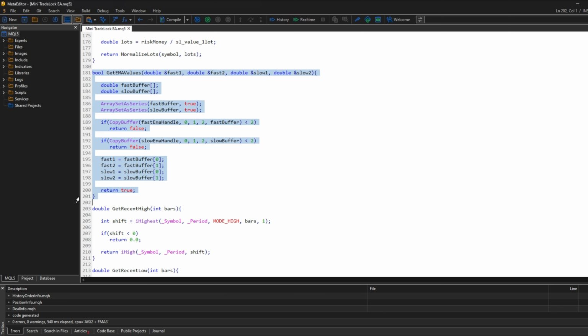Next, we have get EMA values. So this reads the EMA values from the indicator handles. We create 2 arrays, one for the fast EMA and one for the slow EMA, and then we set both arrays as series, so the latest values are at the front.